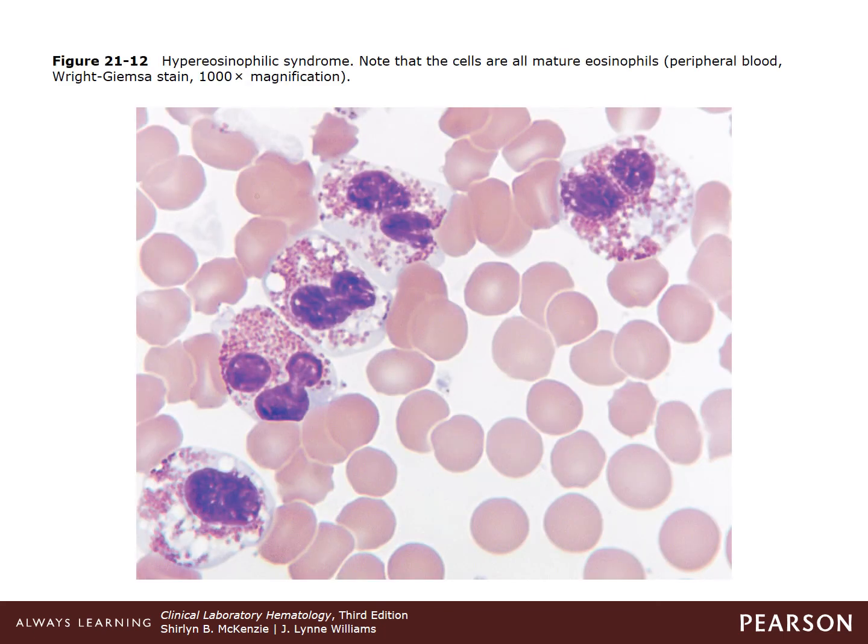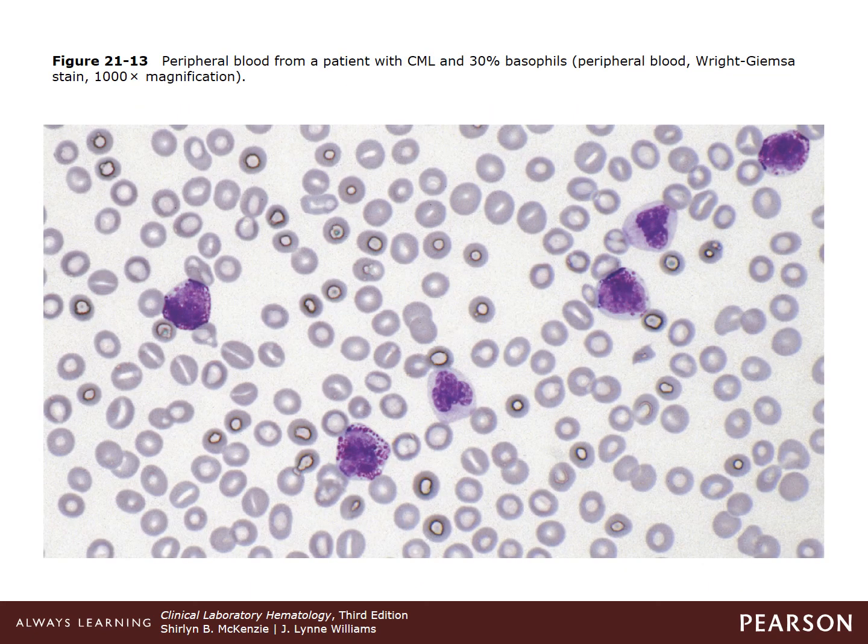Here is an image of hypereosinophilic syndrome. All the cells here are mature, and you're seeing some vacuolization. You have to distinguish between this and the clonal type of eosinophilic leukemia that usually presents with immature granulocytes as well. Now here is a picture of a patient with CML, chronic myeloid leukemia, which usually has an increase in basophils. But basophilia can also be seen in immediate hypersensitivity reactions.